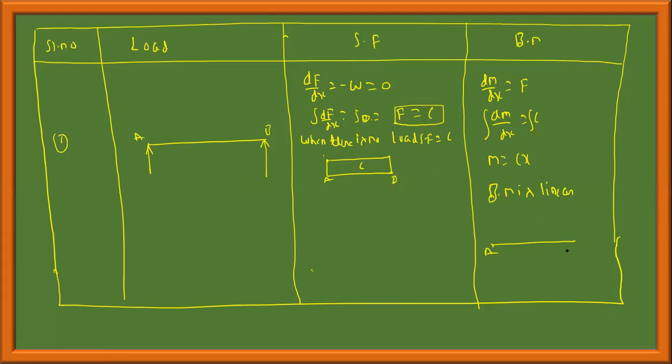This is A, B. It can be like this, or there are four possibilities. I'm giving only the positive, only two possibilities. We'll discuss all the possibilities. It is linear. This bending moment will be linear.